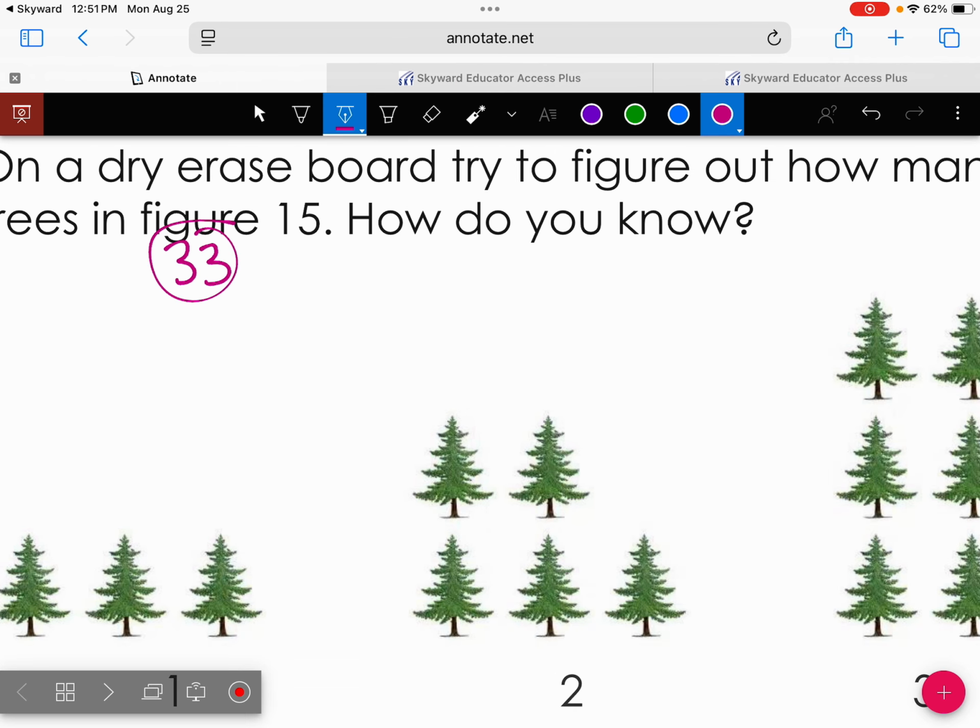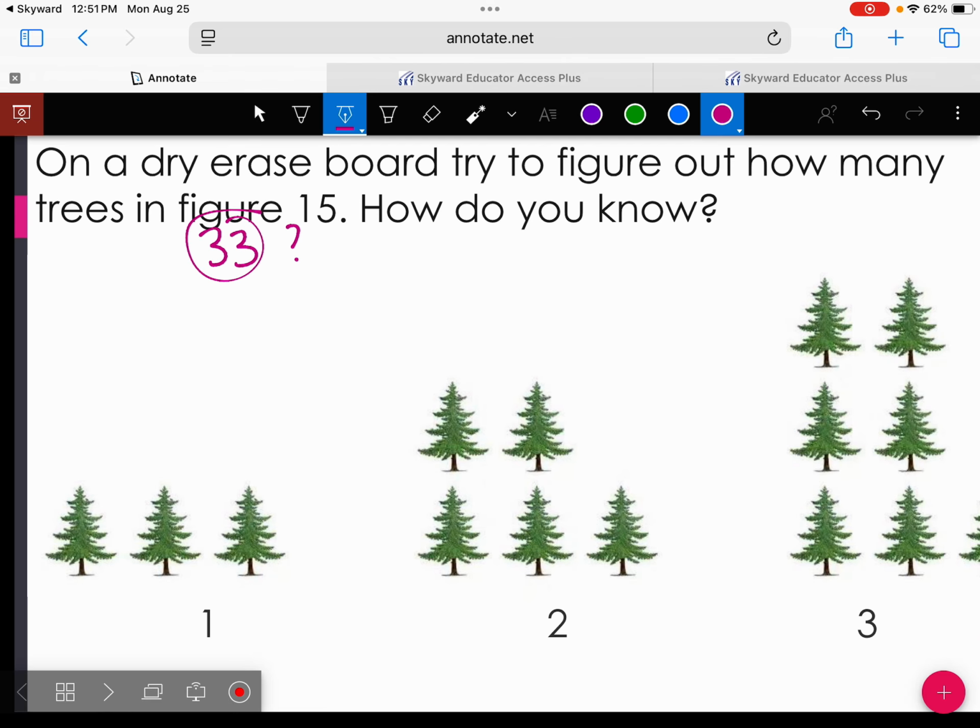What do you think? 33 is our first option. I have another person saying 31. Anybody have anything else? Because it can't be both 33 and 31. Oh, Leslie, I know it. 32.